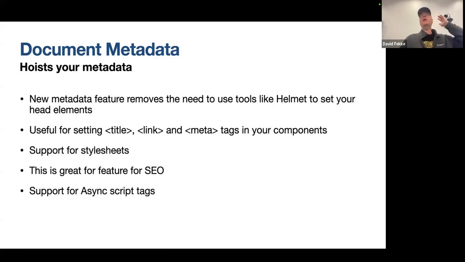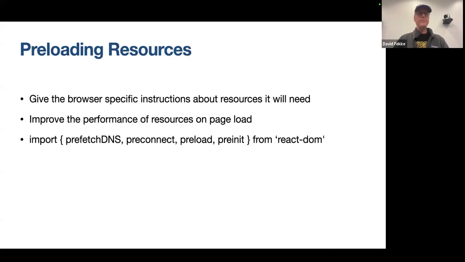For instance, you may want to have a different title for different views inside of your application. Now you can set that inside of your client components, and you don't have to worry about using something like Helmet as an example for setting these values. It's all built into React now. This is also a great feature for SEO. So if you're having to use meta tags and that sort of thing, you can take advantage of that as well. And they also have support for async script tags with this as well.